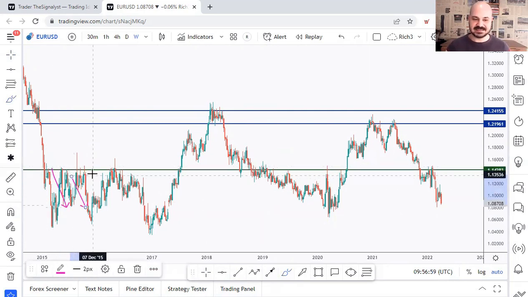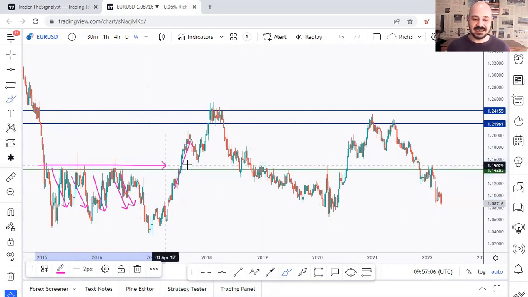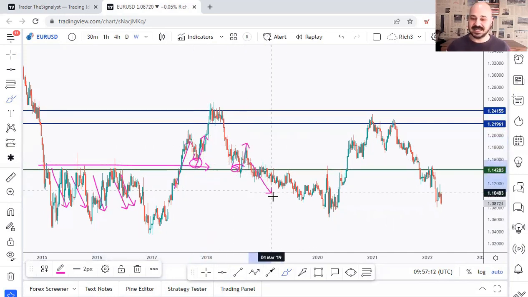It was acting as resistance previously, with multiple rejections from it. Then price broke it upward. Of course, it's an entire zone and not a laser level. So price retested it here, support, and retested it here again, support, then broke it downward. So now it's acting as what? As a resistance.